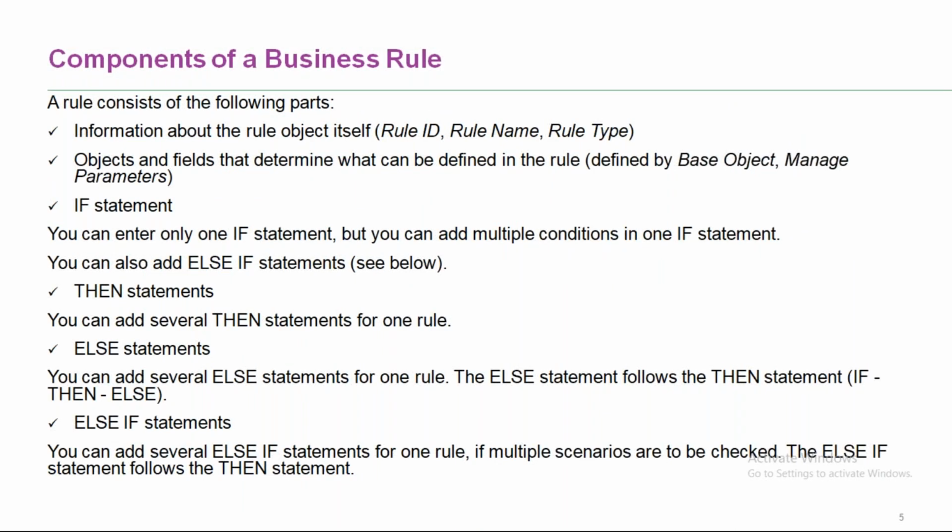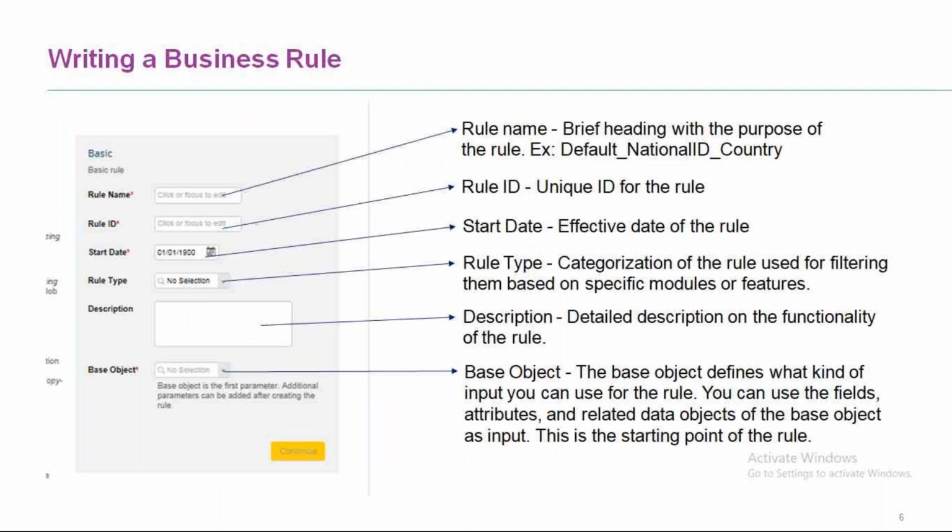we can use conditions like if, then, else if, and else. Within one business rule, you can have multiple conditions. If this is X, then this is Y, else this is Z. Else if this condition, then this. So you can have various conditions like this: if, then, else, else if, and connectors and, or.